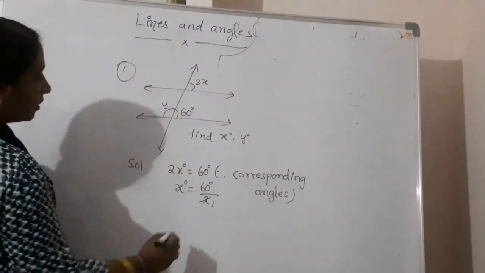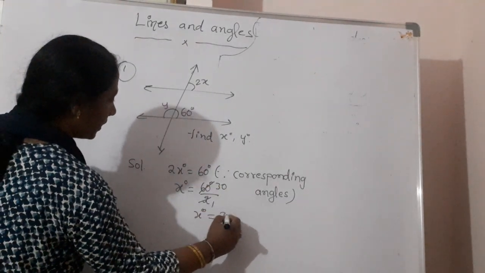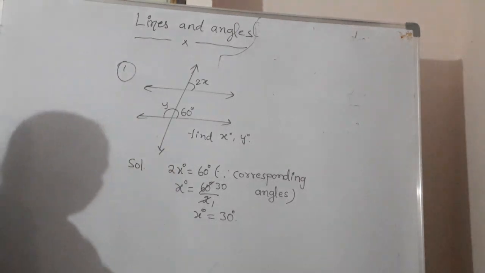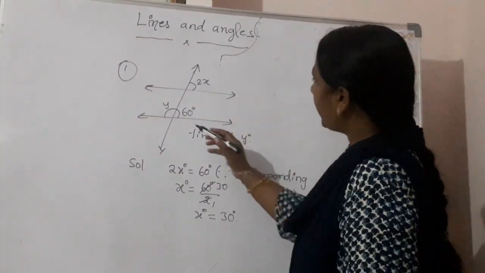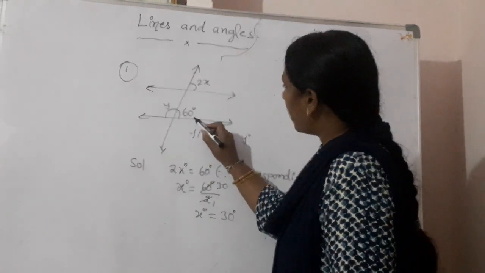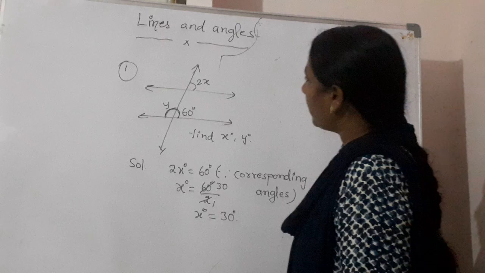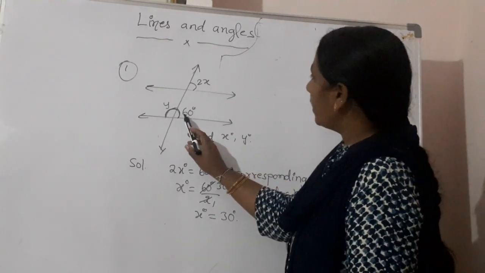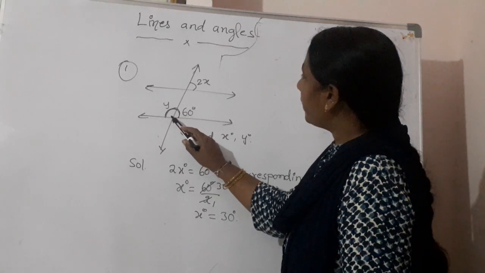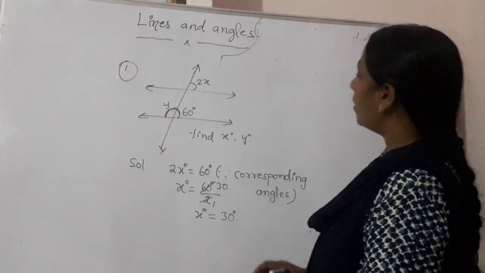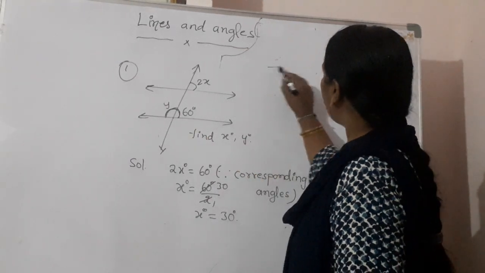2 ones are 2, 2 threes are 6, 2 zeros are 0. So x equals 30 degrees. Next, what is the y value? If you see here, on the line, the sum of these two angles will be, what will it be? Linear pair angles. Linear pair angles means the sum of those angles at a point on a straight line is equal to 180 degrees.